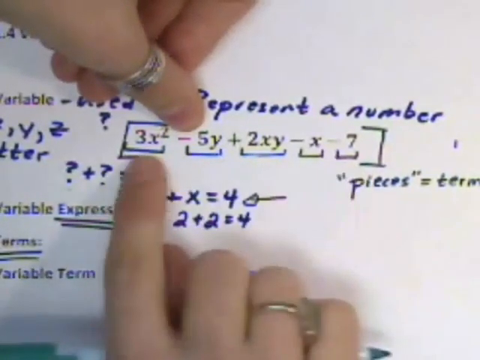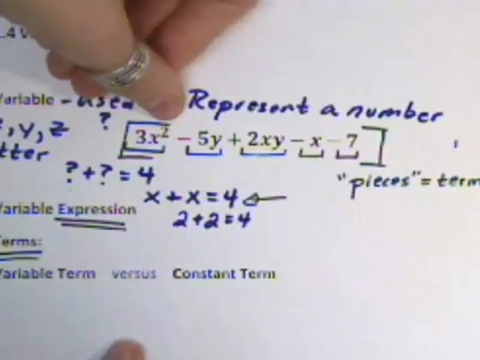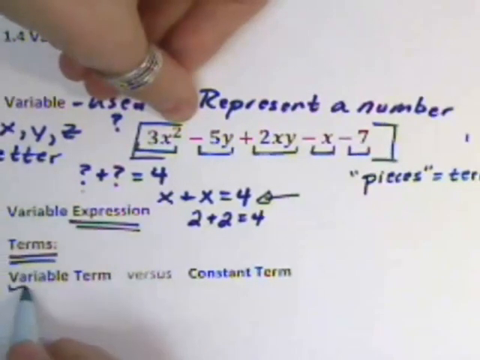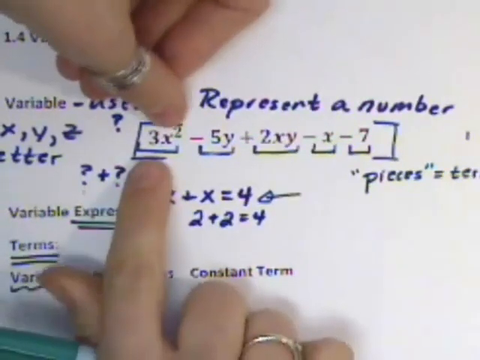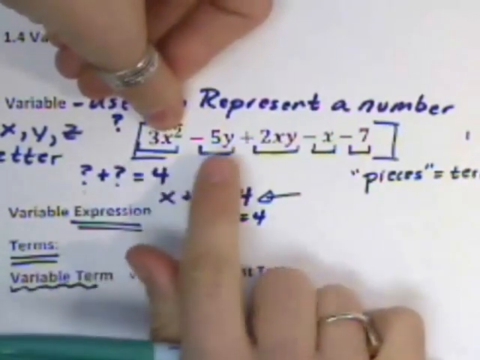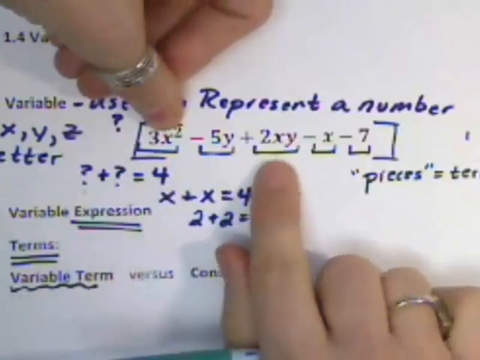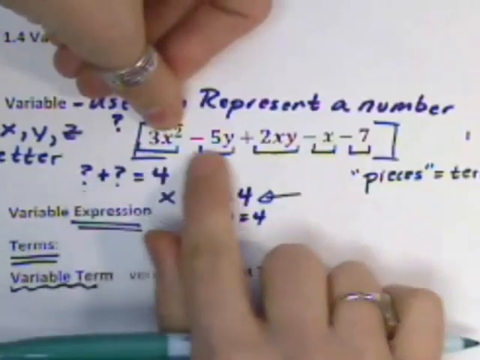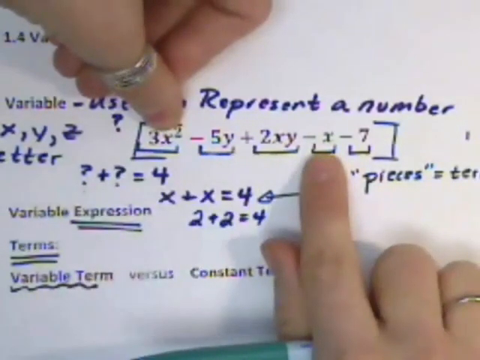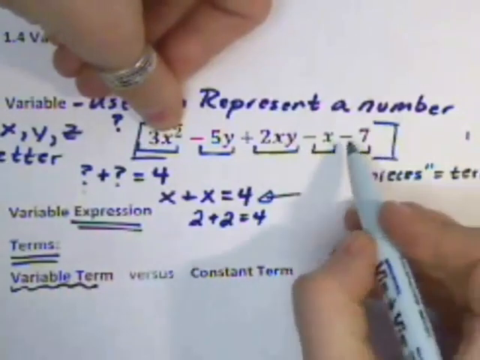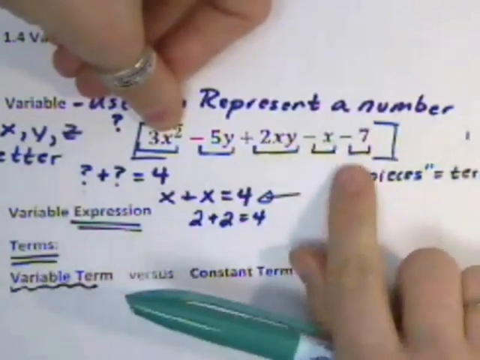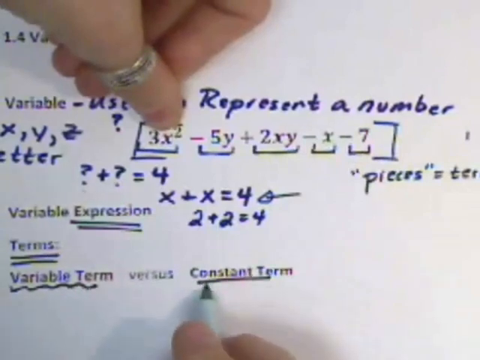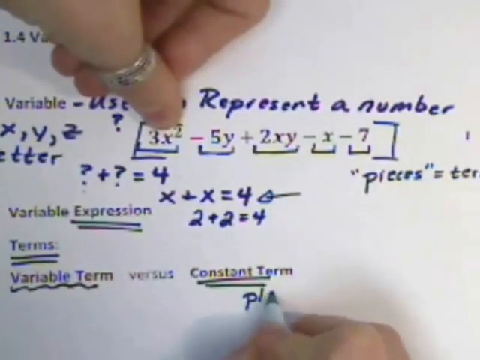And we're going to look at some other things. For example, notice for me that some of the pieces have x and y and some of them do not. Some of the pieces have a variable attached. We'll call those variable terms. So for example, the 3x squared right here, the negative 5y, the positive 2xy, and the minus x. Those are all considered variable terms. And then on the end we have just a regular number, the negative 7. That's a constant term. That's just a plain number.